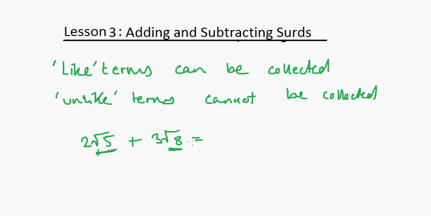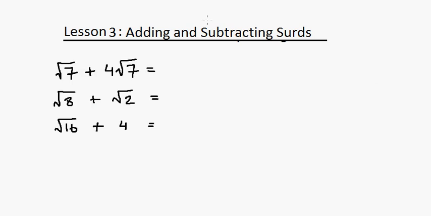So this does not equal 5, and then you choose which one you want. Say 5 over 5 root 8. No, it does not equal that. You have to rearrange it to get the answer. So as always, let's look at a few examples.